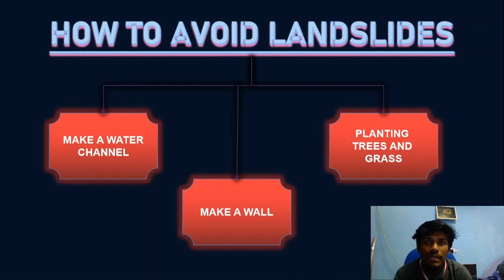How to avoid landslide? The first one is to make a water channel. The second one is to make a wall. And the last one, the third, is planting trees or grass to avoid the landslide.